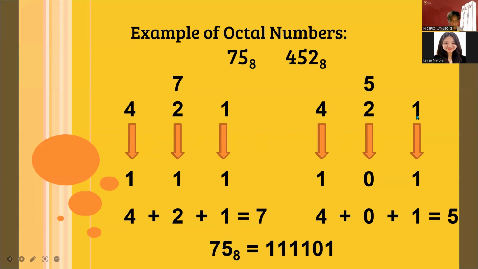So 4 plus 1 is 5. So for 4 and 1, it is going to be 1. And 2, we didn't use the number 2, so it is going to be 0. So 4 plus 2 plus 1 is equal to 7. And 4 plus 1 is equal to 5. So the answer here is these numbers: 1, 1, 1, 1, 0, 1. So 75 subscript 8 is equivalent to 111101 in binary.